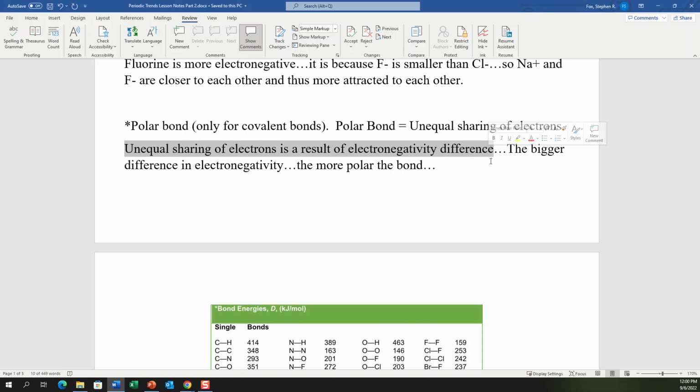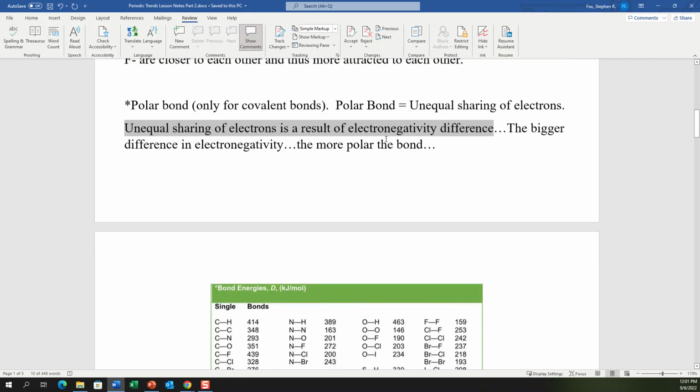The electrons are going to spend more time around my nucleus than they are your nucleus. So I'm going to have those electrons more than you are. So I'm going to end up becoming negatively charged, and you're going to end up becoming positively charged. And having those oppositely charged poles, we call those dipoles to the bond, is what makes a bond polar. And it's all due to the electronegativity difference.